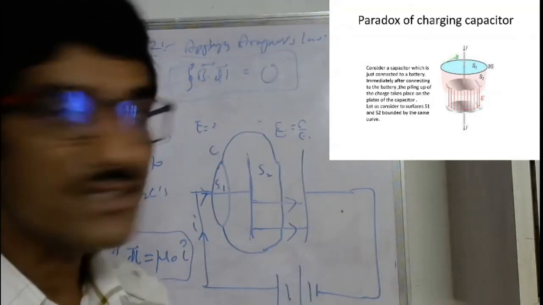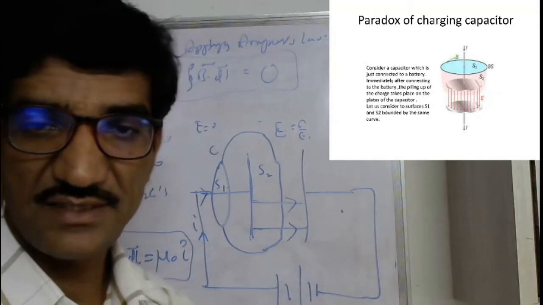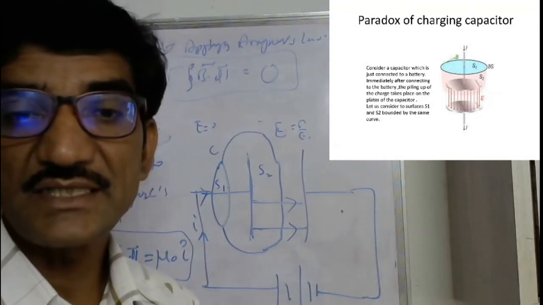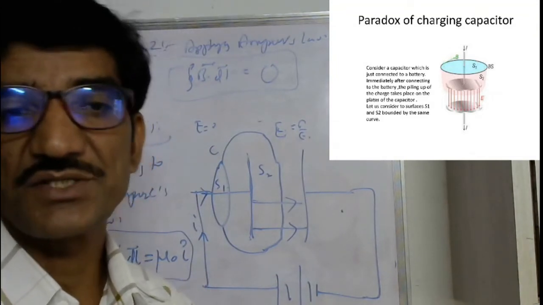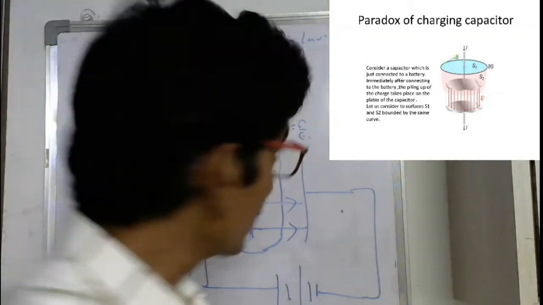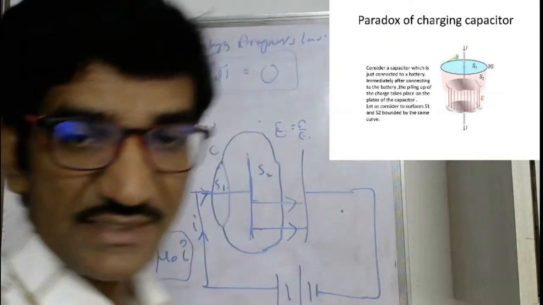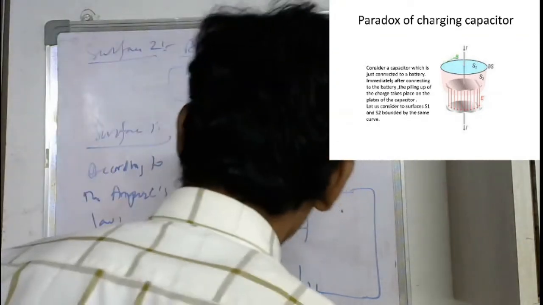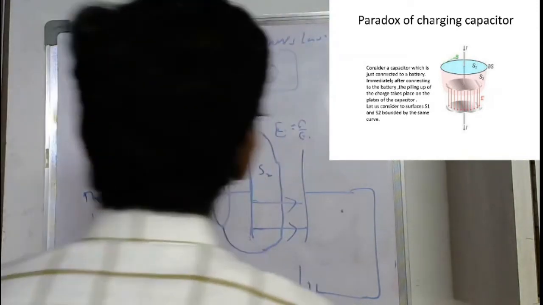So what is the origin of current in this second case? What type of current is flowing between these two plates, in this area where the S2 is located?